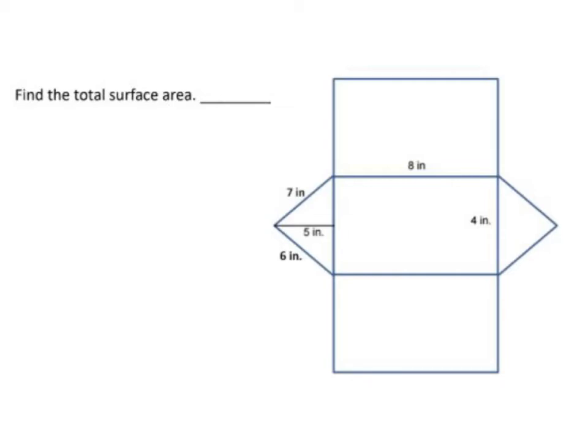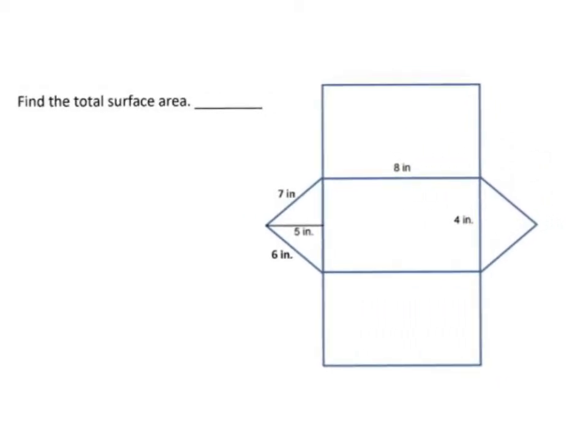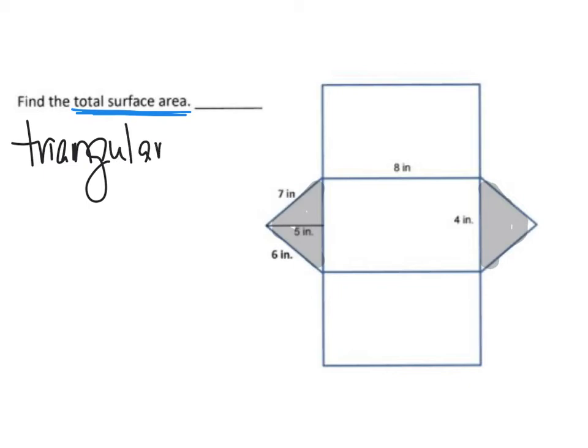So here it says, find the total surface area. So we're looking for total. So does that mean we're going to include the bases? Yes, we're still shading them in. This is a triangular prism because it has triangles as the base. Okay, so we are going to calculate the area for the bases.